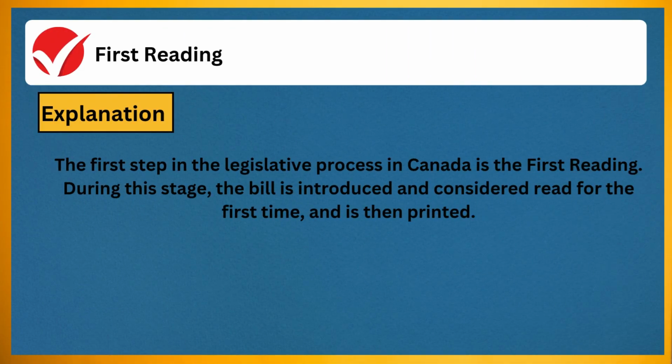The correct answer is first reading. Explanation: the first step in the legislative process in Canada is the first reading. During this stage, the bill is introduced and considered read for the first time and is then printed.